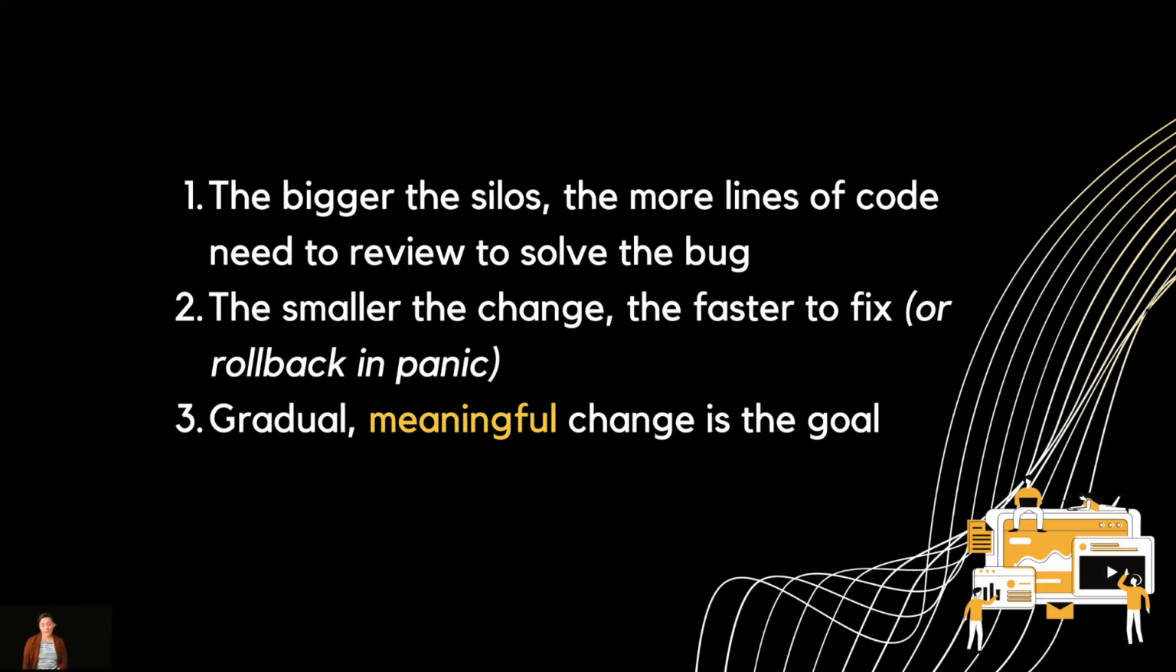The first is that we understand the bigger the silos, the more lines of code are needed to review in order to solve a bug. Inversely to that, the smaller the changes that you make in a CI/CD fashion, the faster things are to fix or to roll back in a panic. And third, gradual and meaningful change is the goal of working in CI/CD.